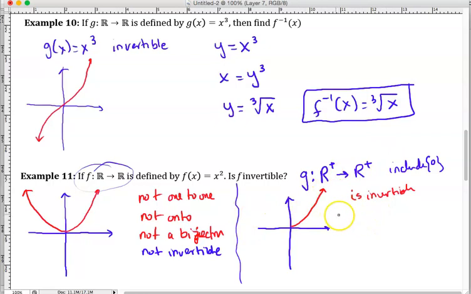And to find the inverse there, you're going to say y equals x squared, switch the x and the y, and solve for y, and you get the positive square root of x. Okay?